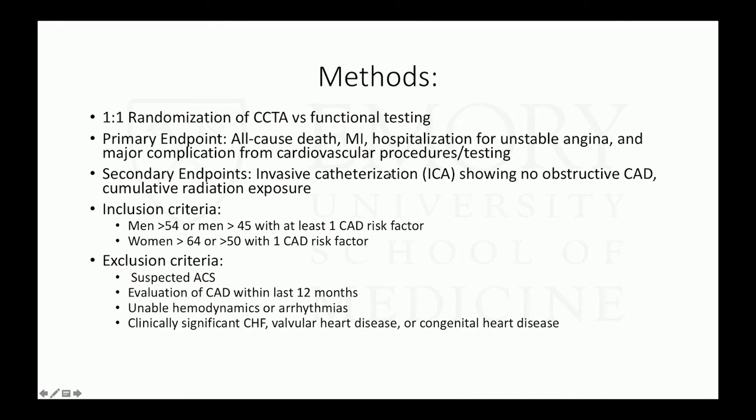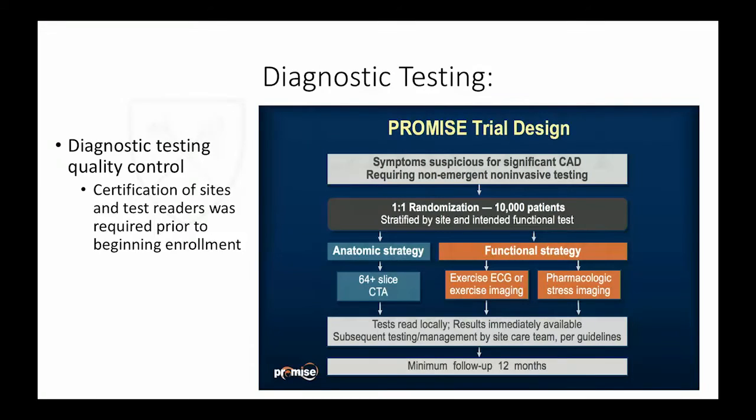The exclusion criteria, obviously not someone with suspected acute coronary syndrome. They excluded anyone that had had an evaluation for coronary disease within 12 months. And then obviously, anyone that had unstable hemodynamics, arrhythmias, heart failure, valvular disease, all those. All the testing sites were vetted and certified, and they really made sure that there was good quality control in all the diagnostic testing centers.